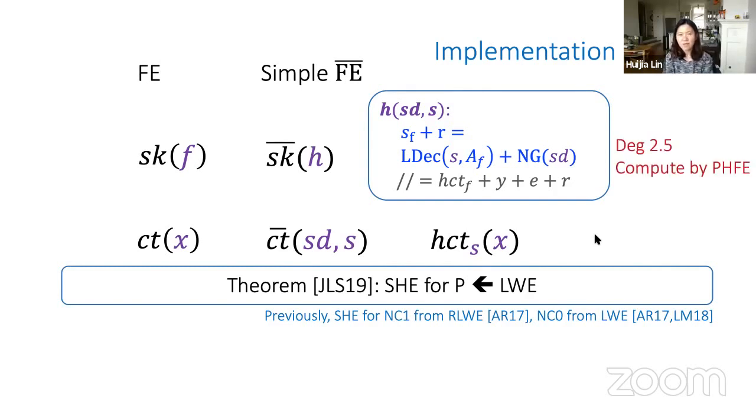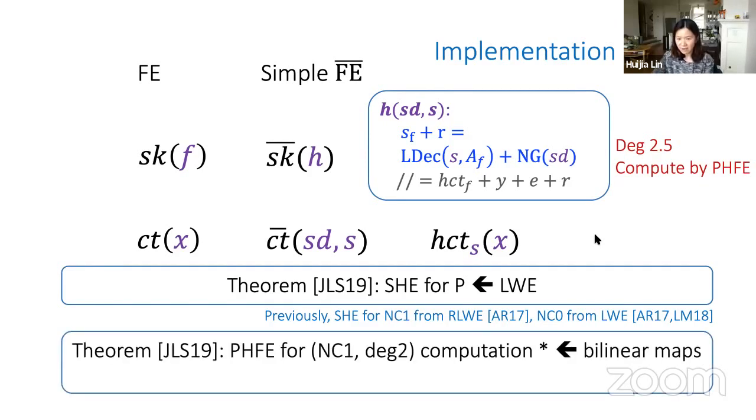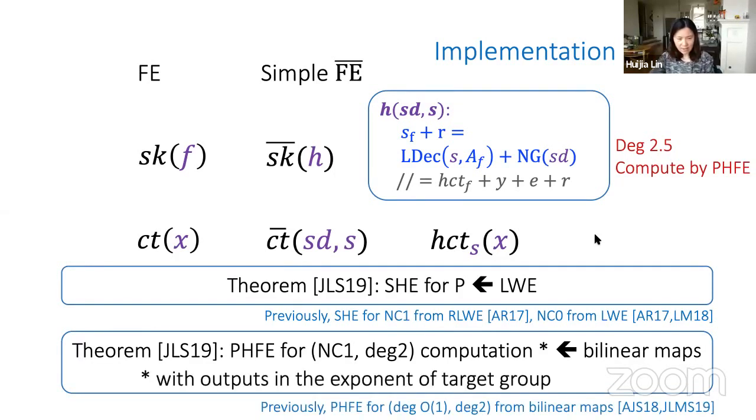And the next tool that we need is how to implement this simple functional encryption, which now is evaluating a degree 2.5 function. And this can be computed using exactly our partially hiding functional encryption. And we show that this tool can be implemented using bilinear map, handling up to NC1 public computation and the degree 2 private computation.